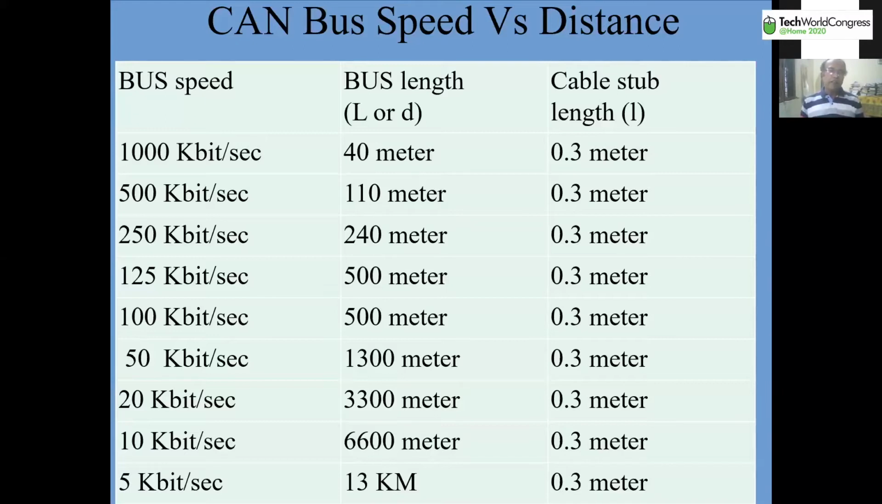Theoretically, on a CAN bus system, you can add 254 nodes. But practically, it is seen that beyond 130, it gives errors. So safely, you can go up to 130 nodes on this 13-kilometer length. And the disadvantage of reducing the speed is that your data throughput will be reduced.